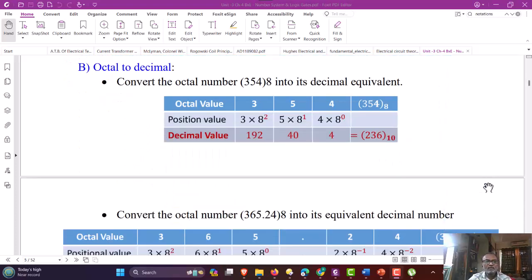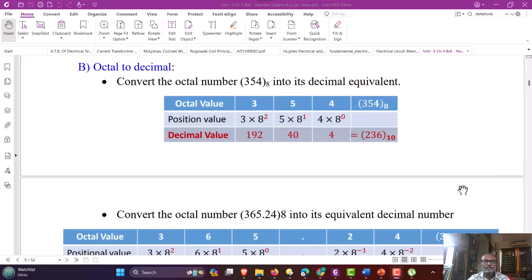Let us see the example of octal to decimal conversion. The number given is the octal number 354, with 8 here as a subscript indicating the octal number. So 354 octal into decimal conversion. We have written the number 354, that is in octal. The position values as usual, only the integer portion is given here. The 0th position is this last digit 4. 4 into 8 raised to 0, that is 4.